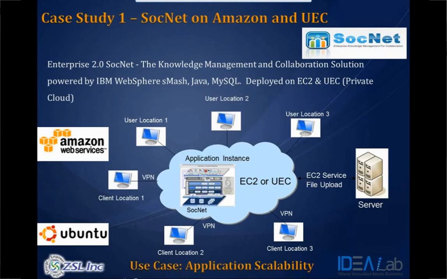So let's go to the first one: SOCNet on Amazon and UEC. SOCNet is basically a knowledge management and collaboration solution powered by IBM SPSS, Smash, Java, and MySQL. We deployed SOCNet first on a data center. We had scalability issues, so the typical use case was application scalability. We couldn't scale it up. We had performance issues, network issues, a lot of other things came up.